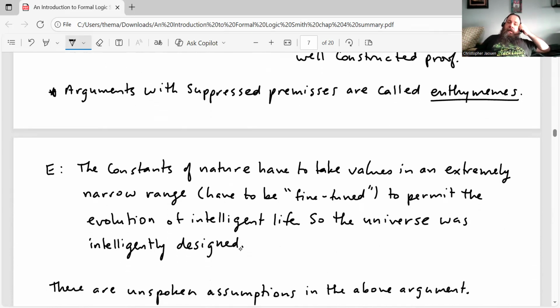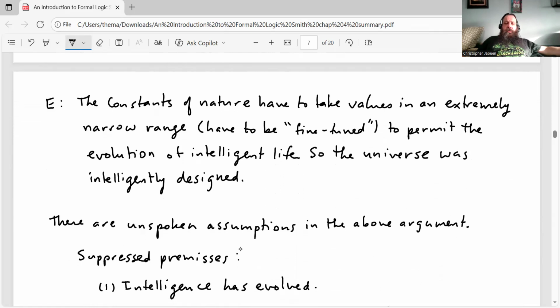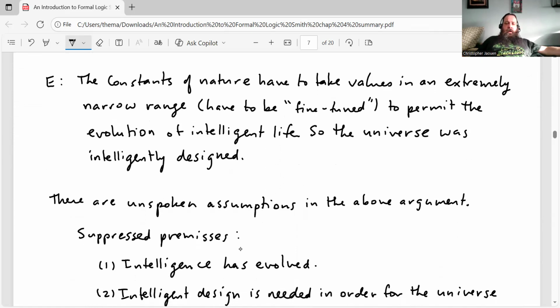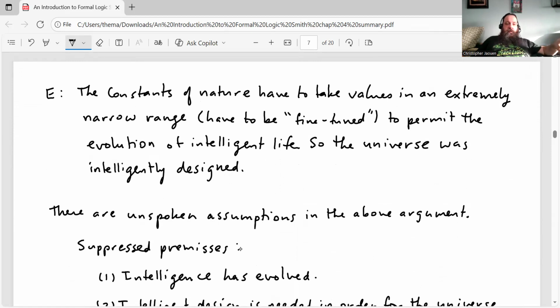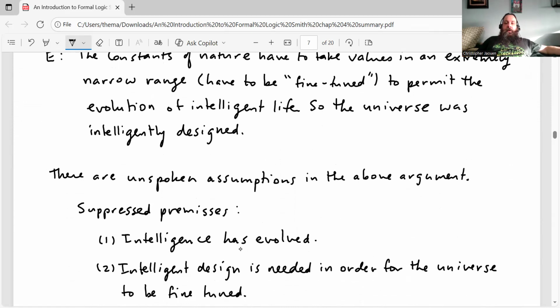All right, consider this argument E. The constants of nature have to take values in an extremely narrow range, or in other words, have to be, quote unquote, fine-tuned to permit the evolution of intelligent life. So the universe was intelligently designed. This is an argument that you may have heard. It's called the fine-tuning argument. I think this is a flawed argument, but anyway, the author says this: there are unspoken assumptions in the above argument.